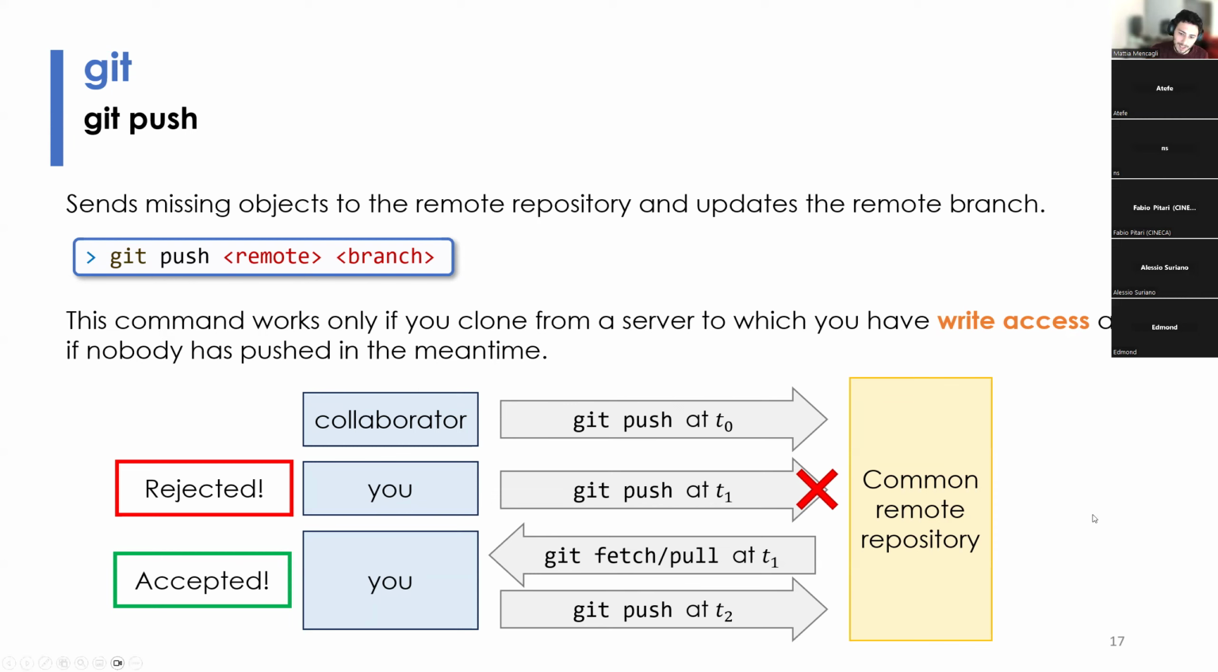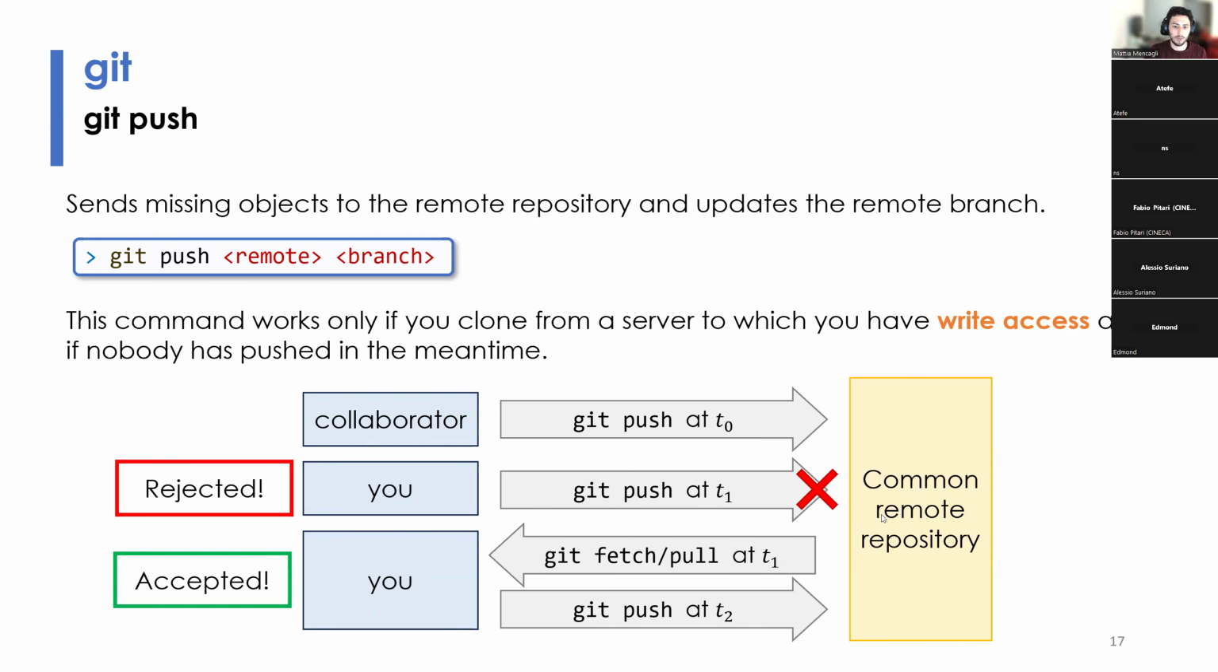Of course, this applies only if both of you are using the same branch. If you're using a branch and your collaborator is using another branch, you won't have any problem. And this is the power of branches, of course.